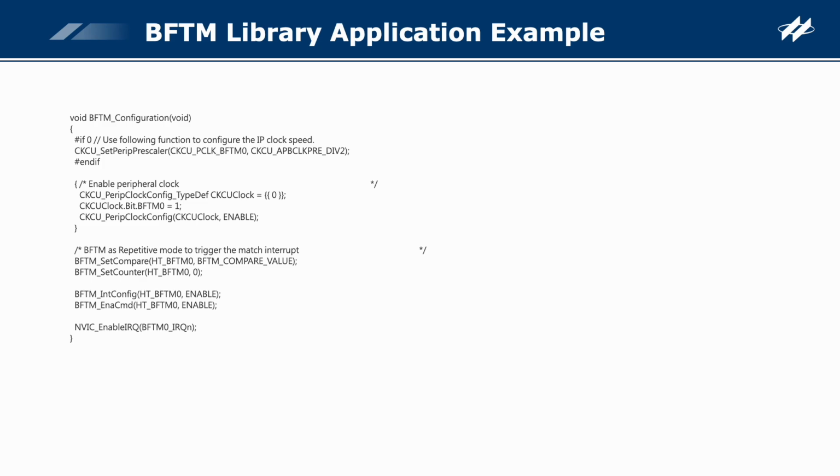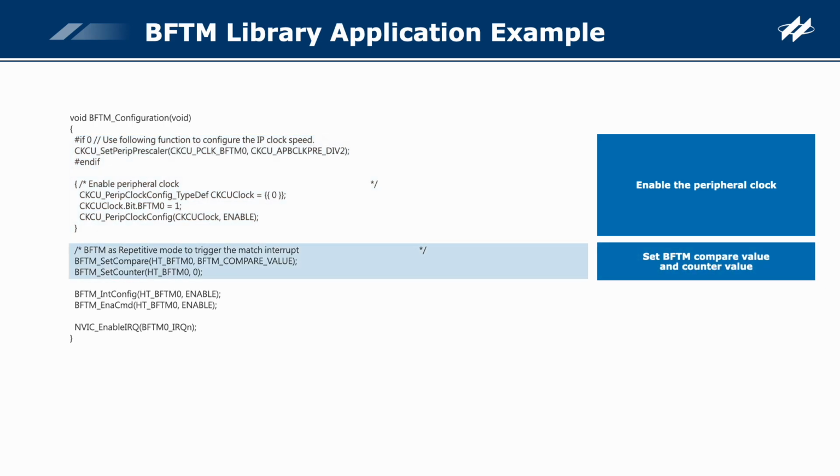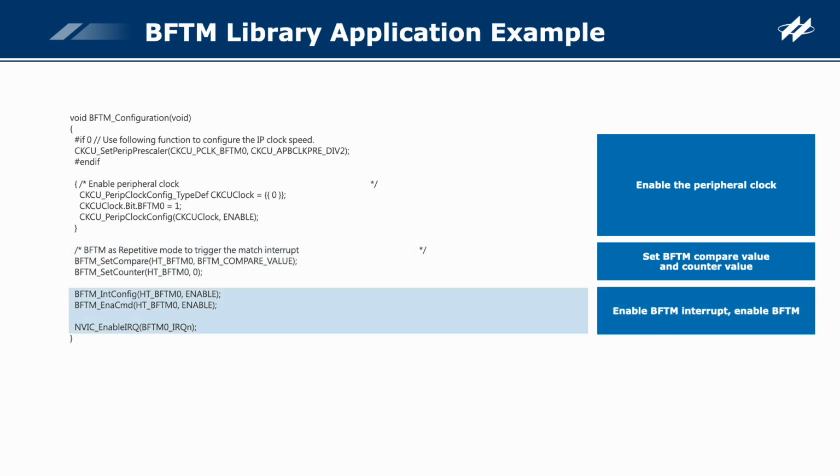Here are critical codes of this example. First, enable the peripheral clock. Then, set the BFTM compare value and counter value. Finally, enable the BFTM interrupt, then enable the BFTM.